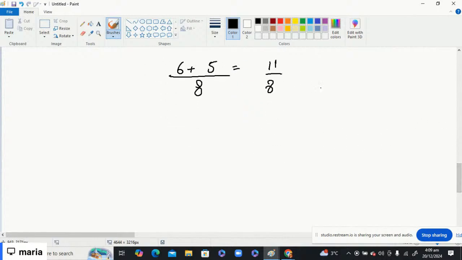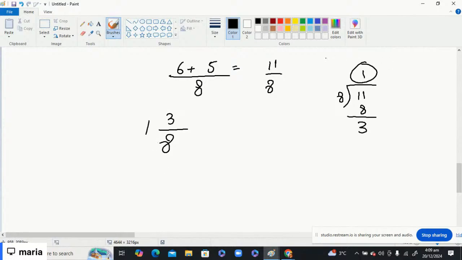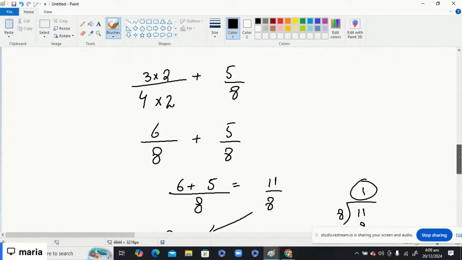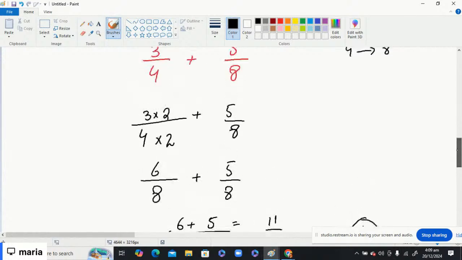This is your answer. If you want to divide it, put 11 inside and 8 outside. 8 times 1 is 8. 3 is left, so the answer is 1 and 3 by 8. Putting 1 inside, the remainder goes on the top and the 8 stays in the same position. This is also the answer, and if they say to write your answer as a mixed fraction, then you can write it this way. Okay, this is the way that you're going to solve it.